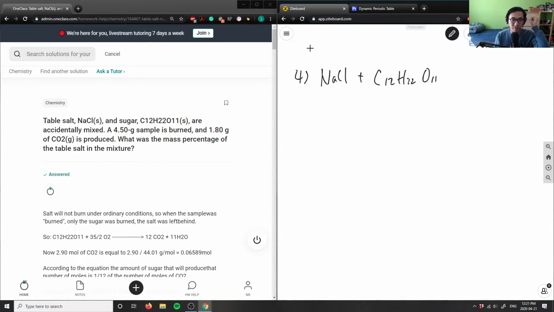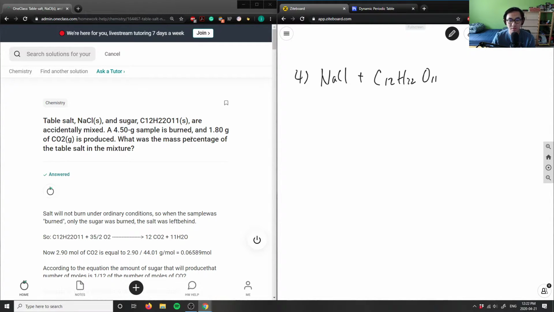A 4.50 gram sample is burned, and 1.0 grams of carbon dioxide is produced. What was the mass percentage of table salt in the mixture? So we're given our sample here: 4.50 grams of sample is burned, and 1.0 grams of carbon dioxide is produced, right? And then it's also asking us what the mass percentage is.